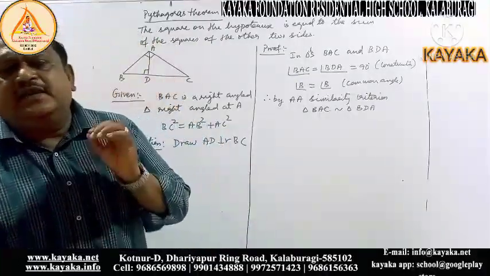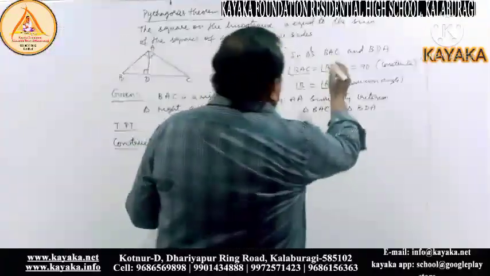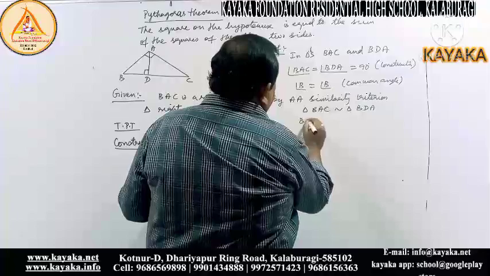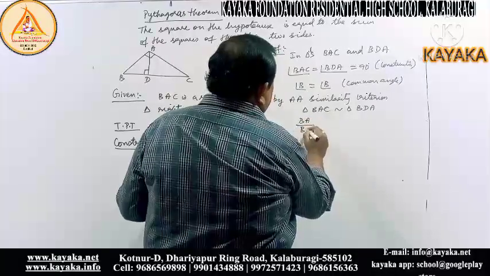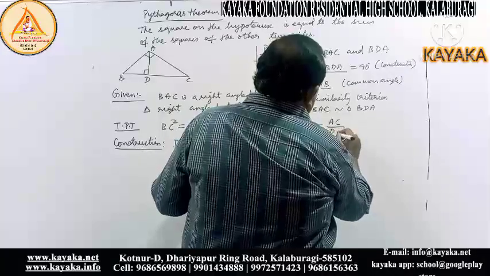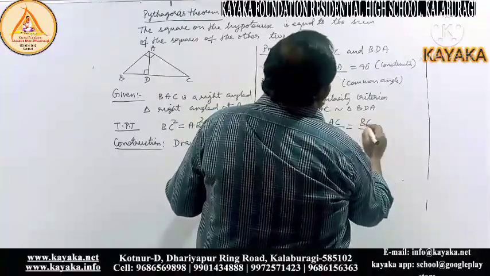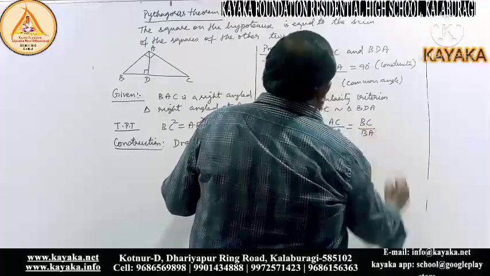Okay, whenever two triangles are similar, now next step, what is the next step, dear children? The corresponding sides must be proportional. Therefore, you can write here corresponding sides. You will get BA divided by BD will be equal to AC divided by DA will be equal to BC divided by BA.